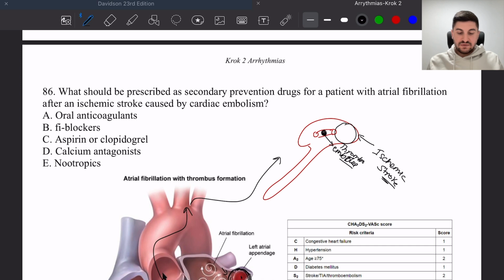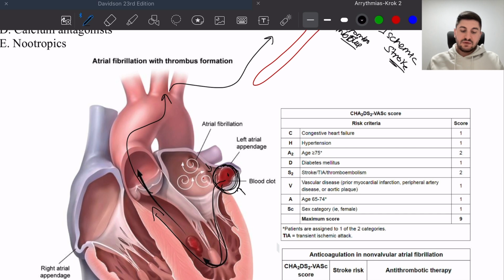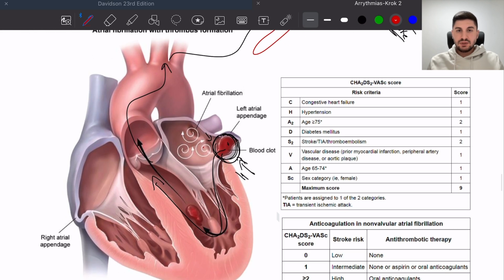So a stroke is a very serious complication that we want to prevent in atrial fibrillation patients. So how do we prevent stroke in atrial fibrillation patients? Atrial fibrillation patients should get anticoagulants, so drugs that prevent blood clot formation. But this is not so simple. Not all atrial fibrillation patients get anticoagulation medications.